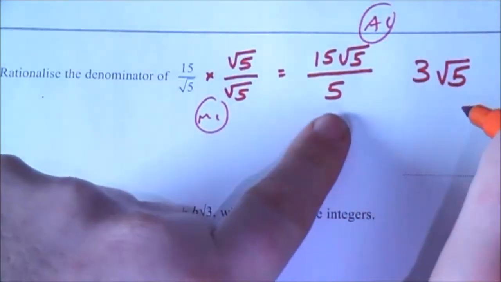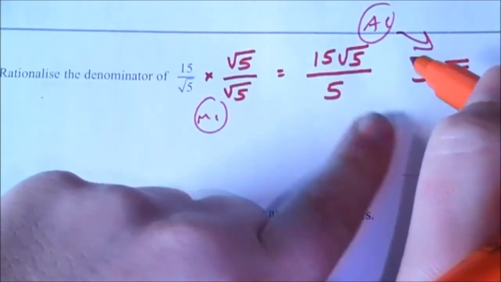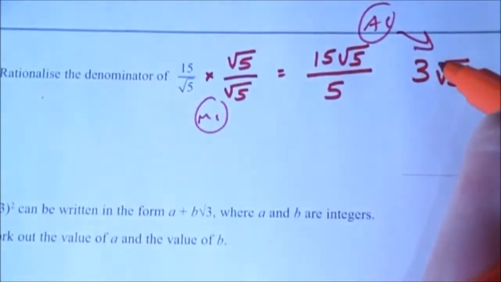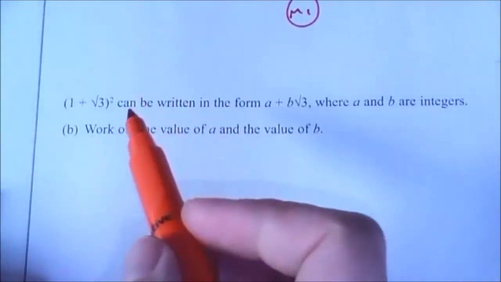You can leave it at that. You still get the answer mark for that, or you could go to that. If in doubt, leave it at that, because you still get the answer mark. Part B is expanding what will be double brackets.